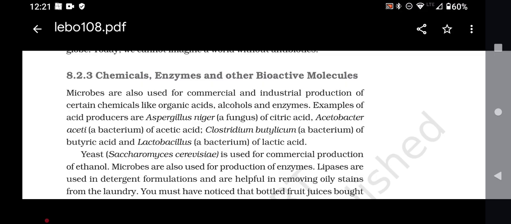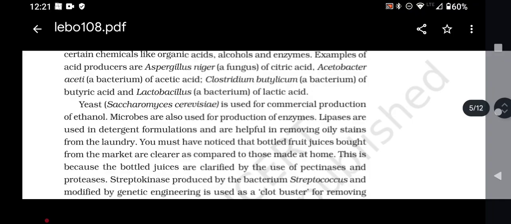Microbes are also used for commercial and industrial production of certain chemicals like organic acids, alcohols, and enzymes. Examples of acid producers are Aspergillus niger, a fungus, for citric acid; Acetobacter aceti, a bacterium, for acetic acid; Clostridium butylicum, a bacterium, for butyric acid; and Lactobacillus, a bacterium, for lactic acid. Yeast Saccharomyces cerevisiae is used for commercial production of ethanol.